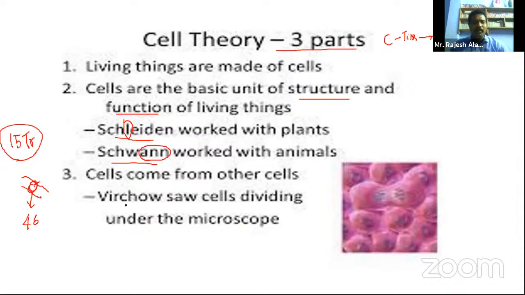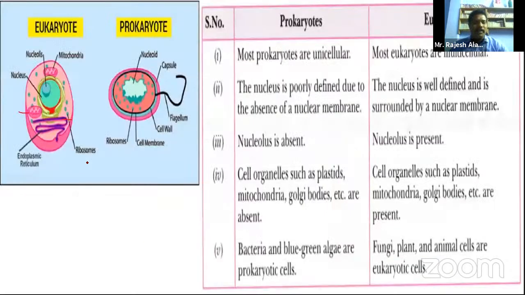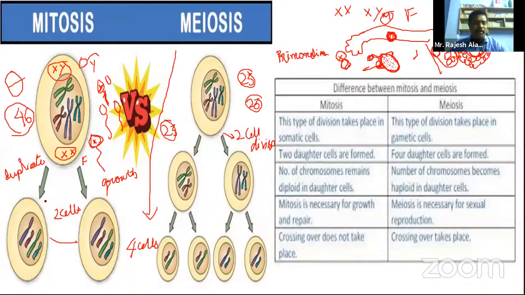This was given by the scientist called Virchow: cells come from pre-existing cells. If a cell has to form, it has to develop from a pre-existing cell only. Cells come from other cells, that is, the pre-existing cell. So in mitosis, there was one cell; later, two cells emerge from the pre-existing cell only. This point was substantiated by Virchow, the last component of cell theory, right?